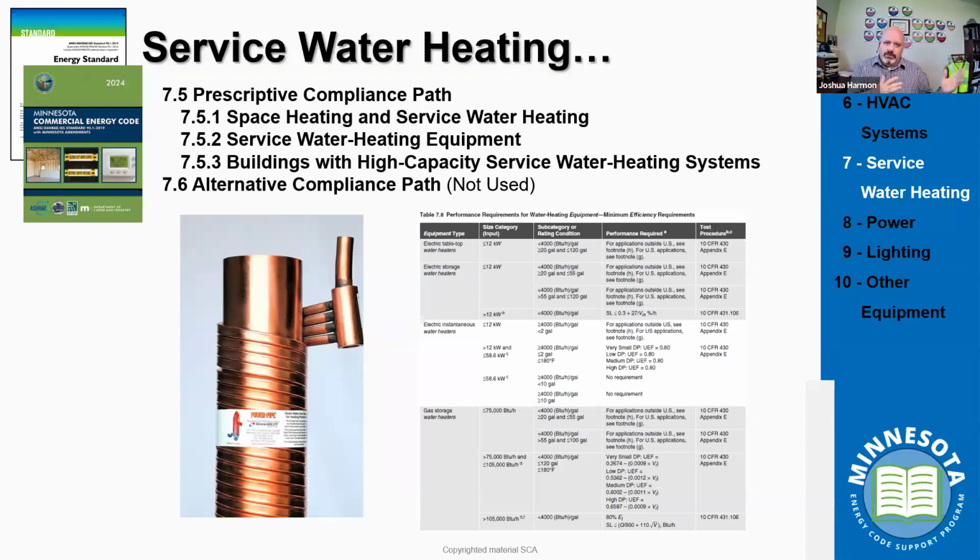A lot of times, the drain water heat recovery system is really going to be one of those code provisions that says, if you have it installed, it should operate this way.